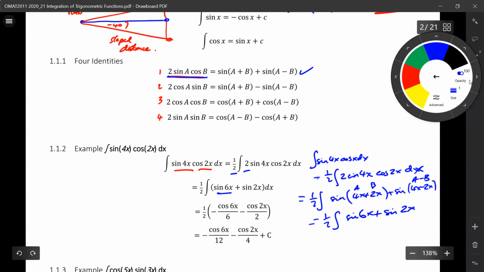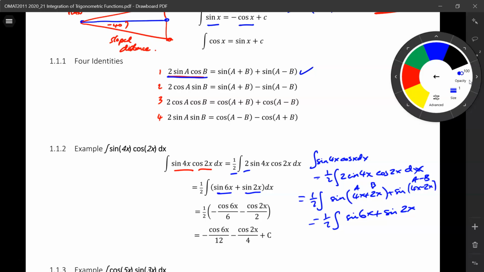So the integral of sine 6x, well the integral of sine x is minus cosine x. So the integral of sine 6x is minus cosine 6x, and then you divide by the coefficient of x. And here the integral of sine 2x is minus cosine 2x divided by the coefficient of x.